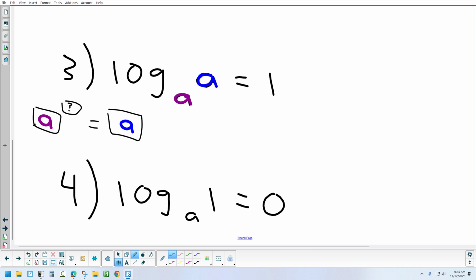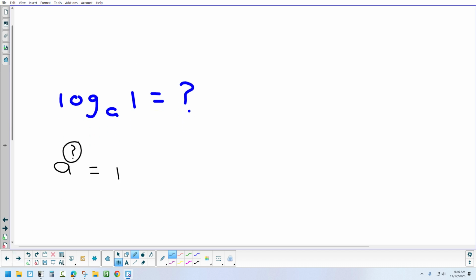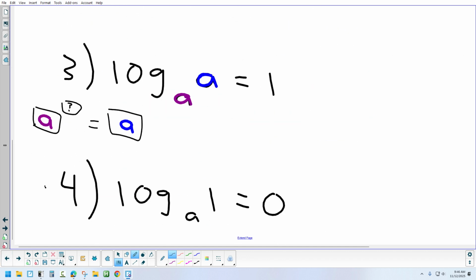And hopefully by showing you how to change them from log to exponential form, I'm not just making things up. These are all rules from algebra. Right? Anything to the 0 power is 1. That's basically what rule 4 is. So they're all properties you've seen before. You just might not have seen them written as logarithms. You probably have seen it written as anything to the 0 power gives you 1. Well, this is the same thing, just written in a different way.